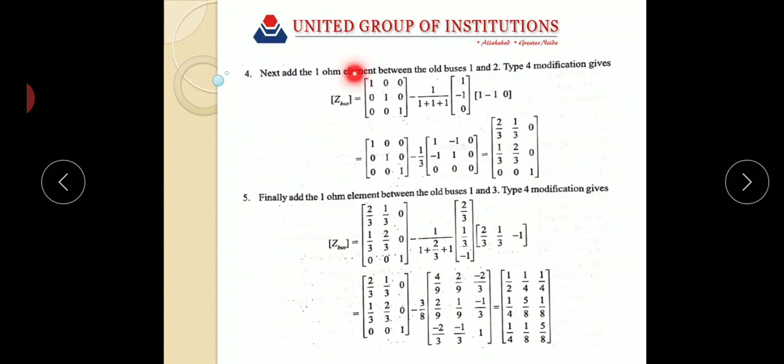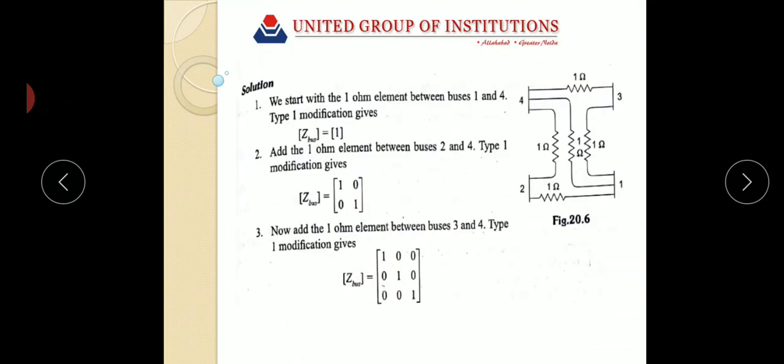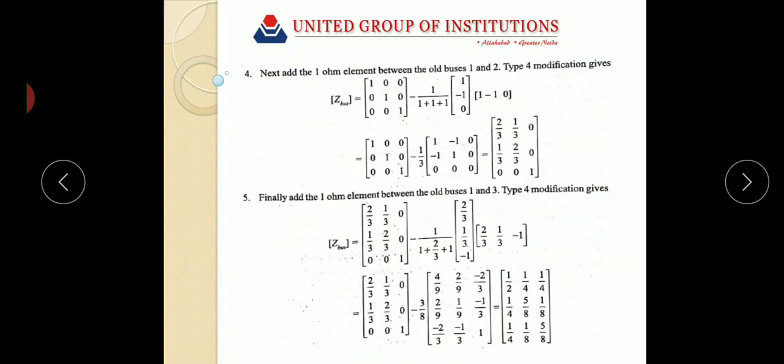Now let us add the 1 ohm element between the old buses 1 and 2. Then the type 4 modification between 1 and 2, as in the previous slide. So Z bus equals Z bus old minus 1 upon (1 plus 1 plus 1) into the column 1, minus 1, 0 and the row 1, minus 1, 0. After solving we get 2 by 3, 1 by 3, 0; 1 by 3, 2 by 3, 0; and 0, 0, 1.